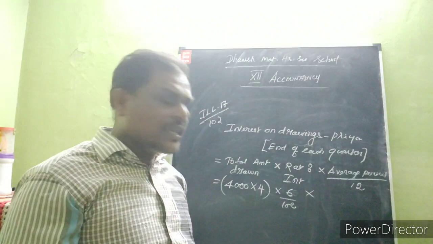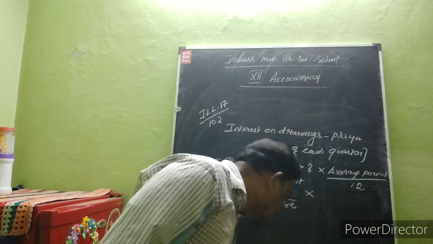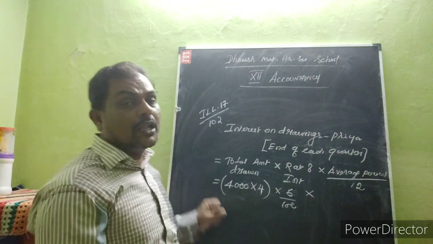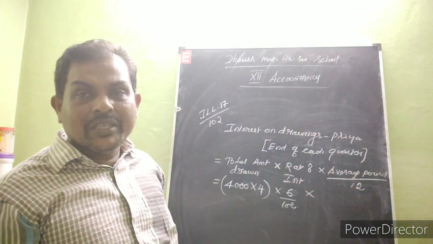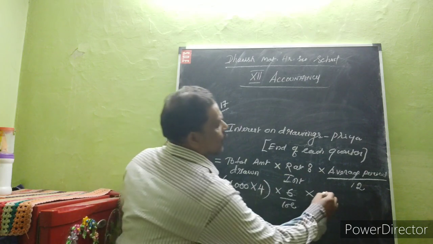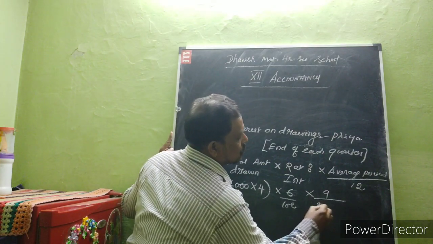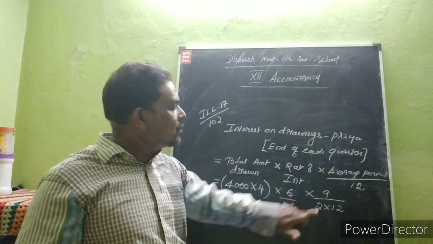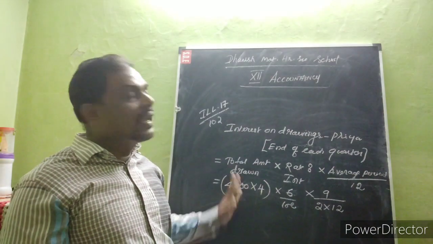Middle is 6 by 2. End is 9 divided by 2. 9 by 2 is nothing but 4.5. So instead of putting 4.5, you put 9 divided by 2. Already 12 is there. Okay. So 9 by 2 is the end.